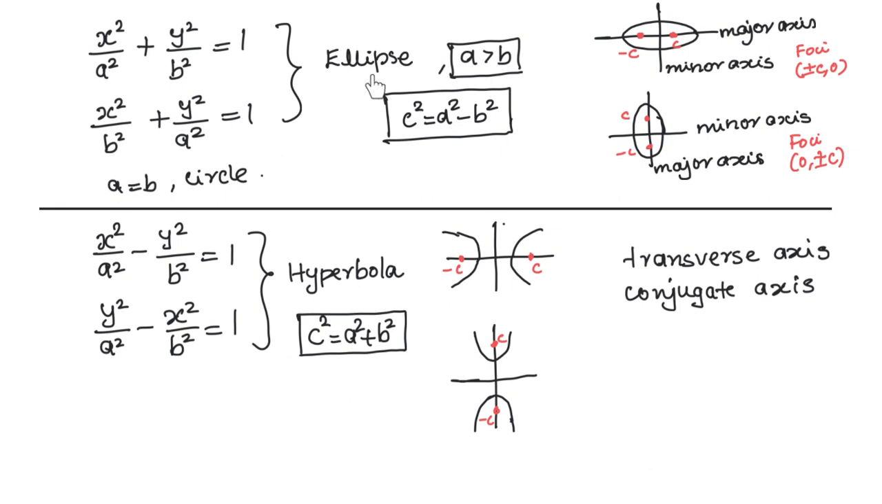Here in the ellipse, we call these the major axis and minor axis. In the hyperbola, we call these the transverse axis and conjugate axis. And the relation between a, b, c is c squared equals a squared plus b squared, where c is the distance from the center to the foci. And here in the ellipse, that is a squared minus b squared.